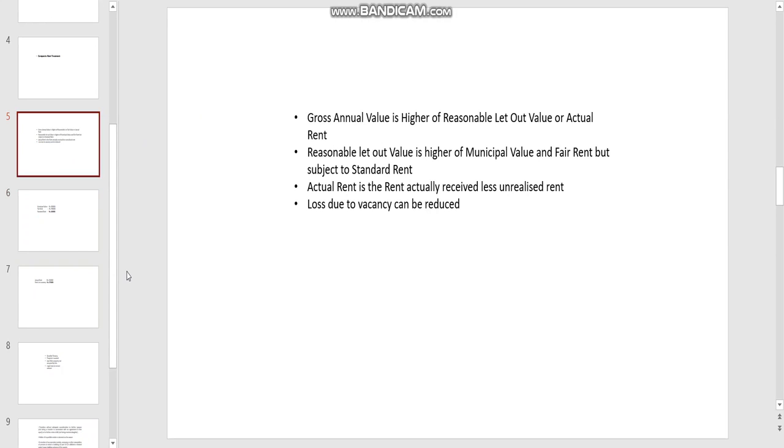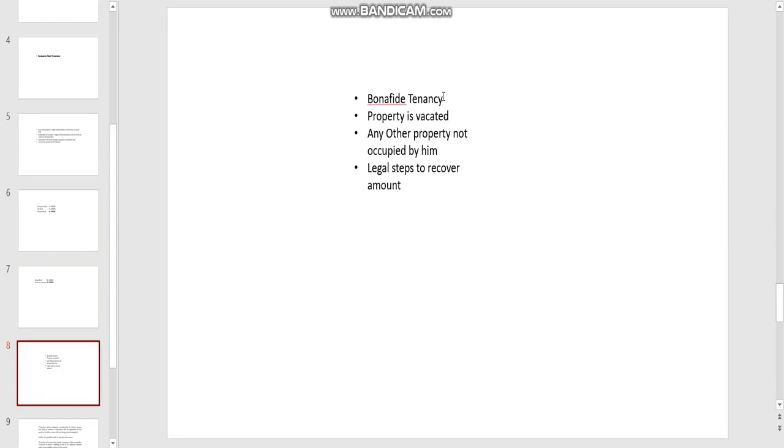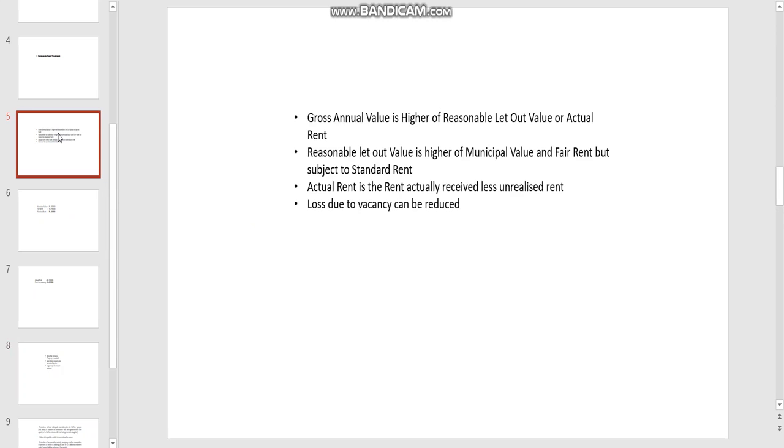There are around three conditions. First is that the tenancy should be bona fide. That is, a proper agreement must have been made for tenancy, a registered agreement or notarized agreement. Second is the property has already been vacated by the tenant, and any other property of the same owner is not occupied by the tenant. And last, proper reasonable steps to recover the amount, which may include legal proceedings, have been taken by the owner. So if these conditions are satisfied, then unrealized rent can be deducted.